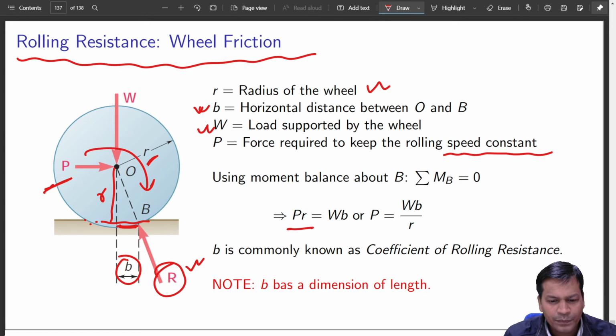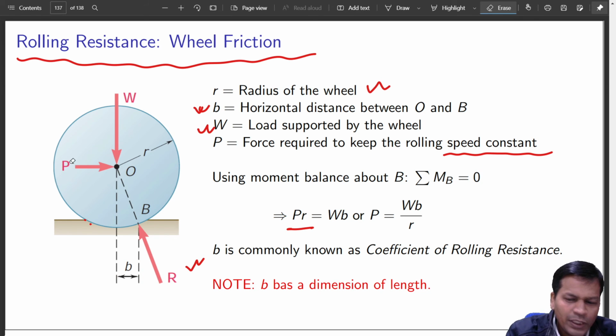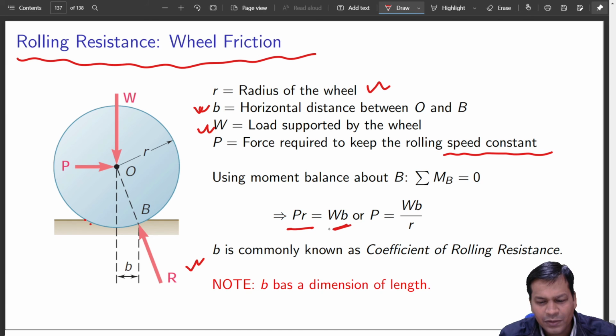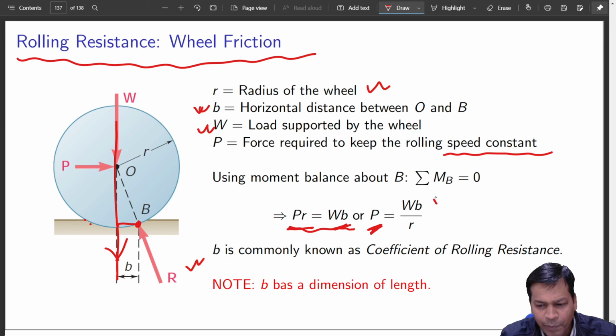And W into B is the counterclockwise moment. So about this point, W into B should be equal to P into R. That makes the effort P that will be required equal to W B by small r.